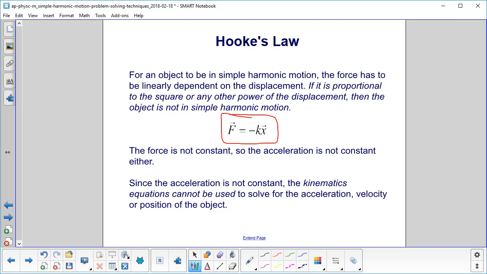If it is proportional to the square or any other power of the displacement, then the object is not in simple harmonic motion. The force is not constant, which means the acceleration won't be constant either. Right? The force depends on the displacement. So, since the acceleration is not constant, we cannot use the kinematics equations to solve for the acceleration, velocity, or position of the object.